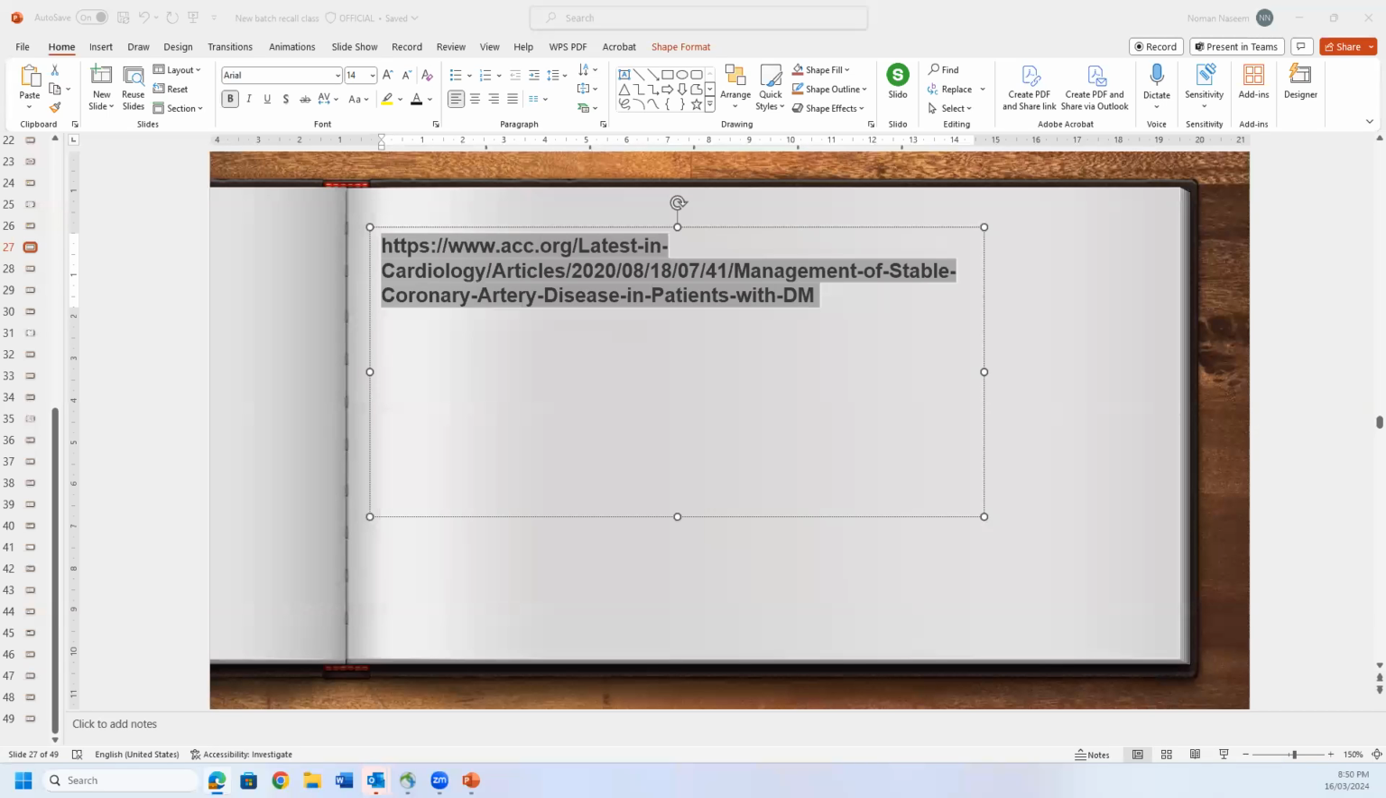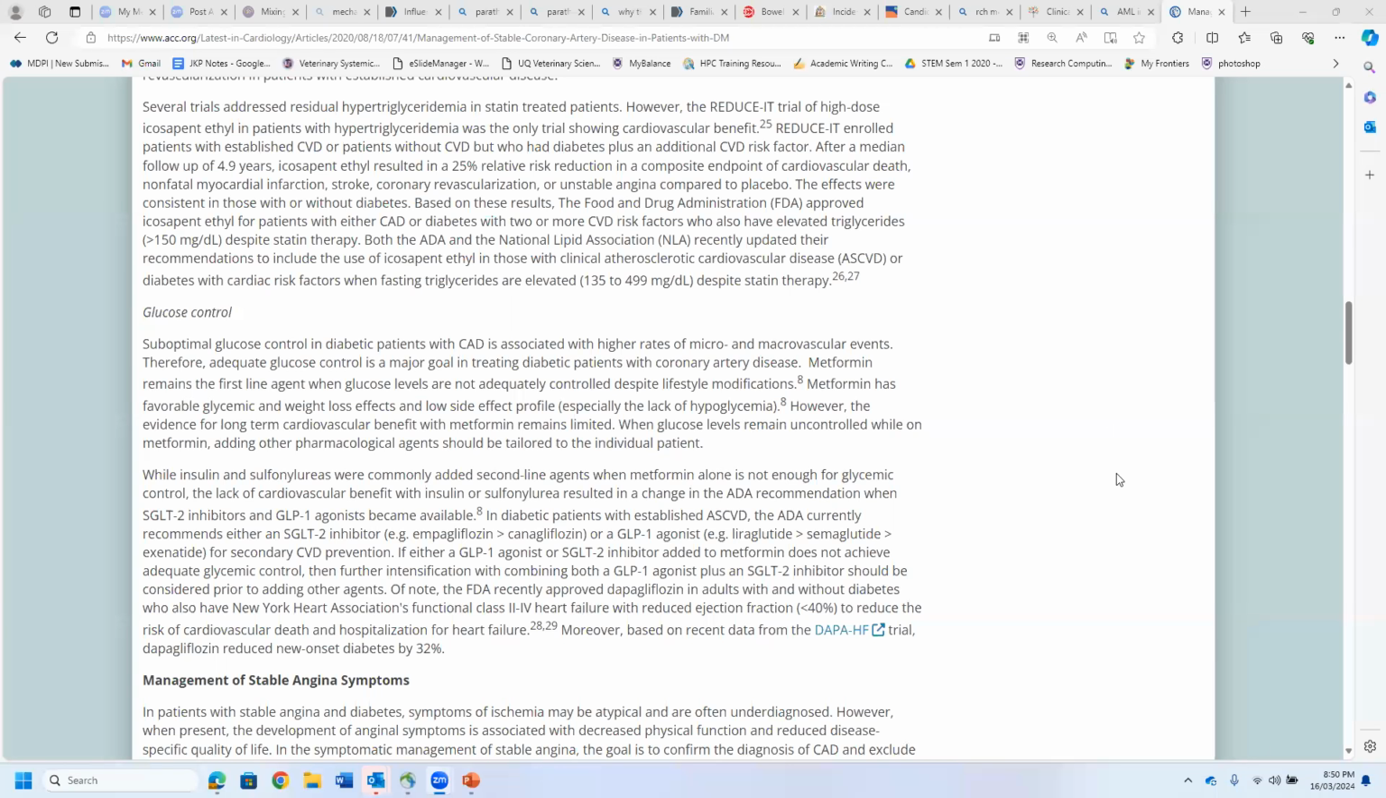Glucose control. So for glucose control, metformin is the first drug that we use, but the evidence for the long-term cardiovascular benefit with the, sorry. So sorry, I thought you guys are seeing this.